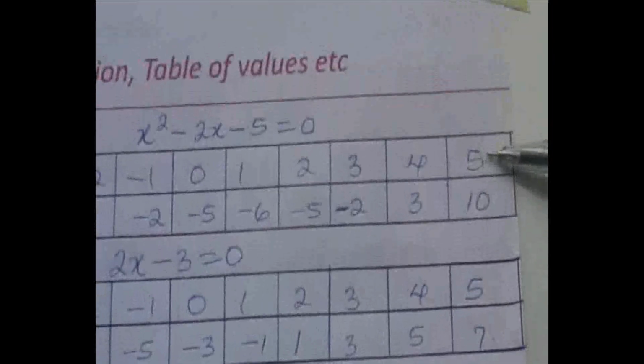The last values are when x is 5, y is 10. This is where x is 5, and this is where y is 10. So the line where both of them meet is where you are going to plot. 5 and 10. So you plot.